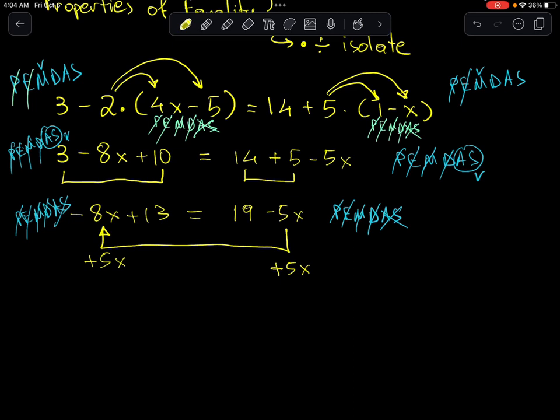Properties of equality refer to the two sides of the equality. Don't add, for example, 5x and 5x on the same side. Okay, it needs to be one on one side, the other one on the other side. Now those are going to cancel, and on the right we just drop a 19, and on the left we are getting negative 8x plus 5x, which is negative 3x. The plus 13 drops.